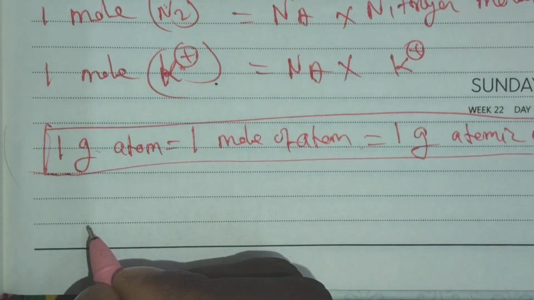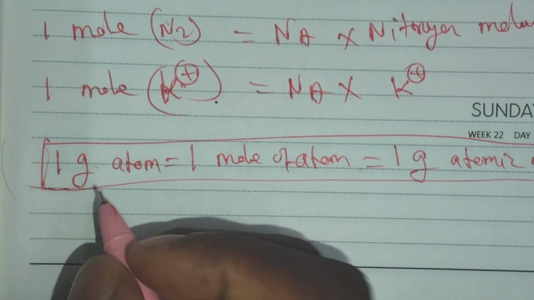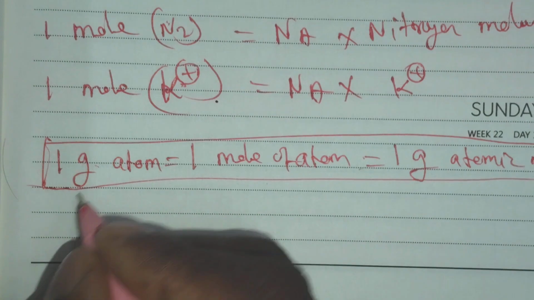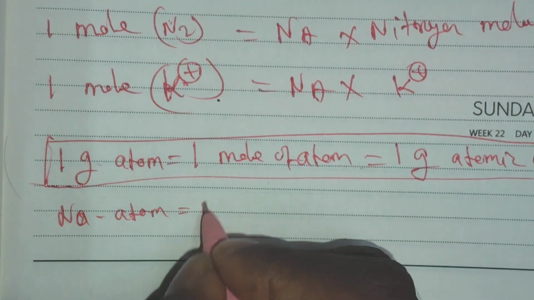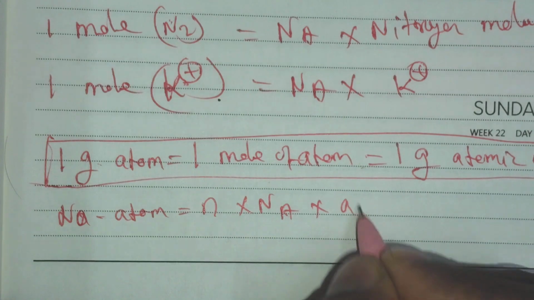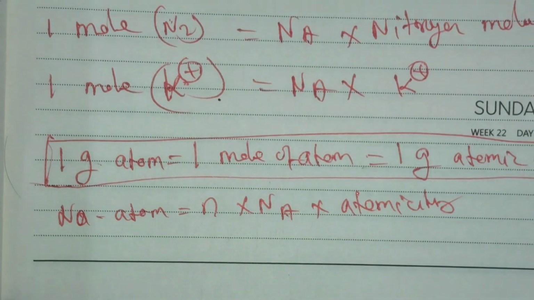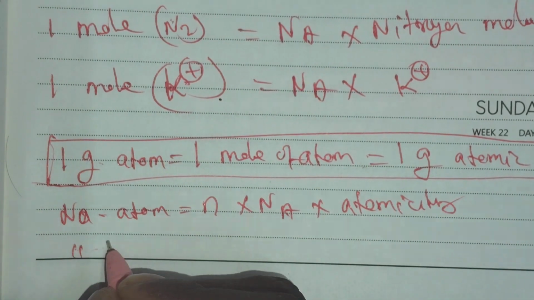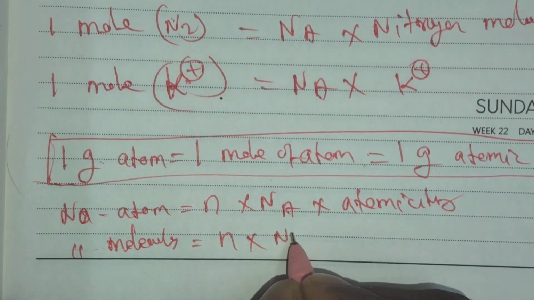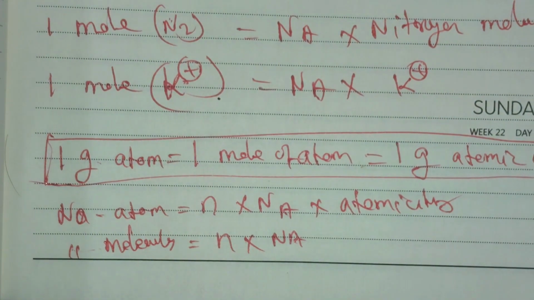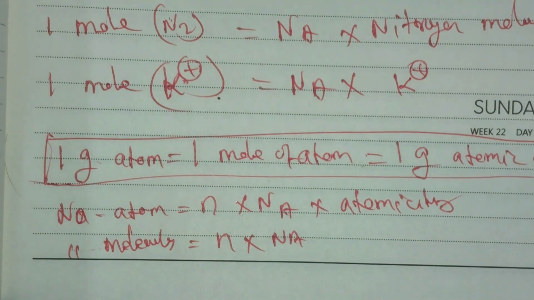The formula for finding the number of atoms: number of atoms is equal to n into Na into atomicity. And similarly, number of molecules is equal to n into Na. So the number of atoms equals n into Na into atomicity, and the number of molecules equals n into Na.